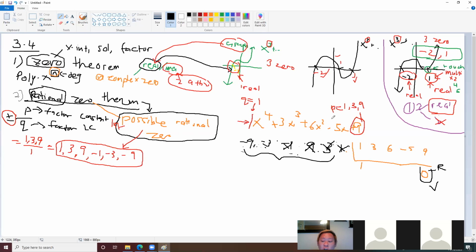So you look at your constant term, which is your P, and your leading coefficient, your Q. So this is called the rational zero theorem. Okay, very important. All these things we are talking about here are very important.